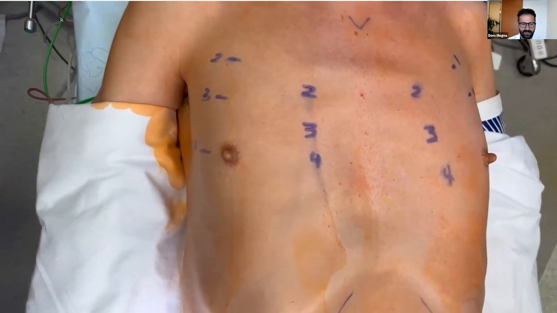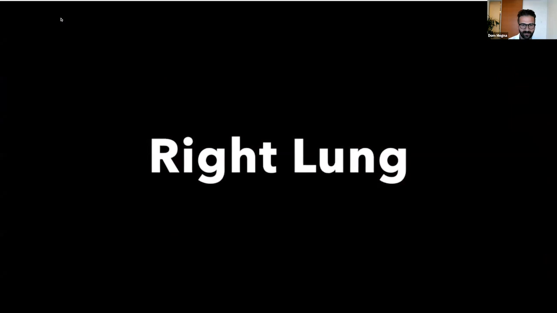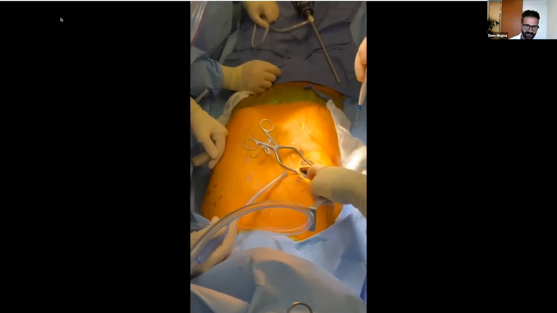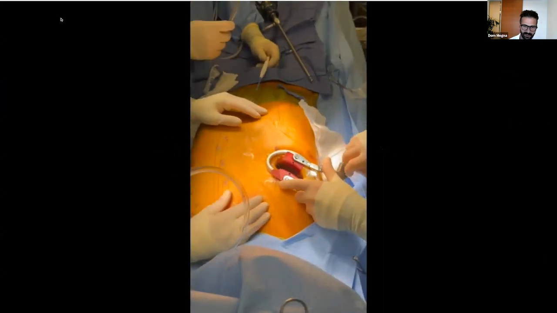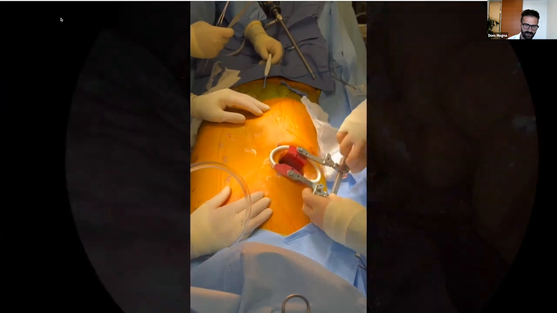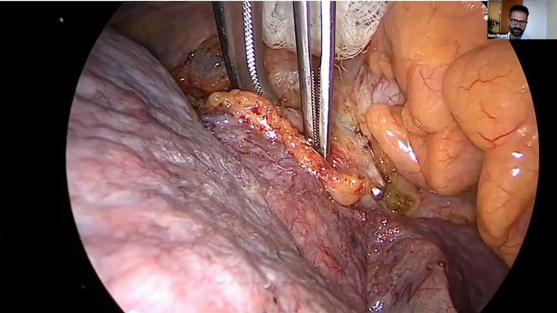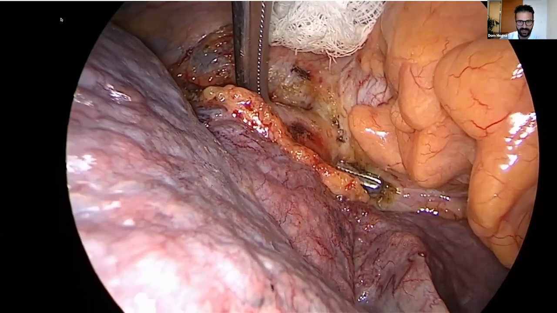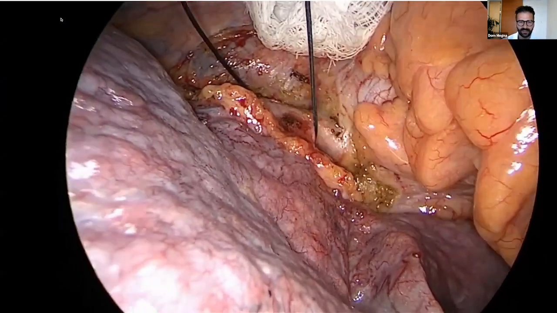This is an example of a patient. We mark out each spot. We start on the right side. We make the 6 to 8 centimeter incision. We chose the third intercostal space on this patient. Moderate use of that rib spreader with the Alexis wound retractor. We start with superior vein isolation, and all this is done outside of the incision with the instrumentation.